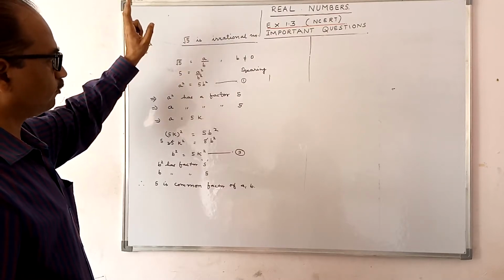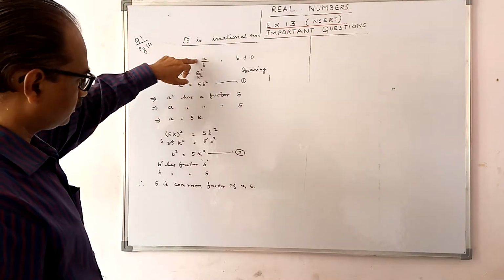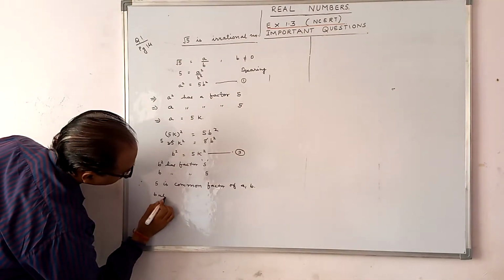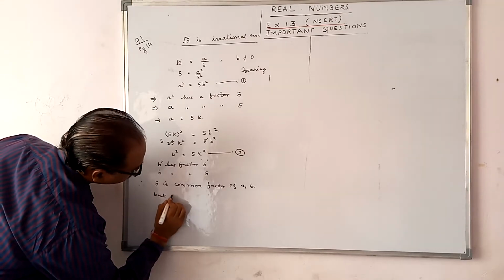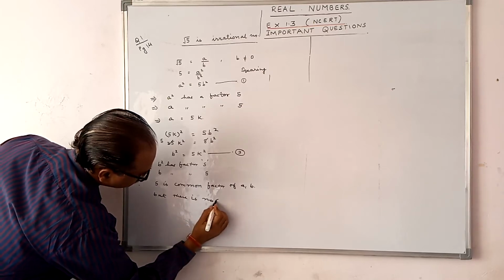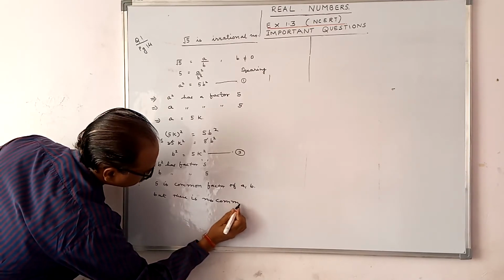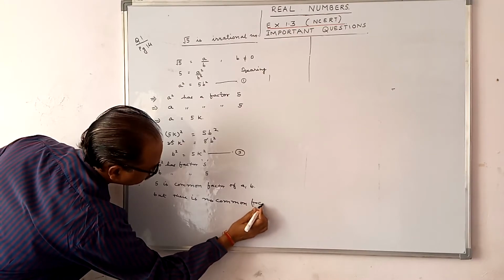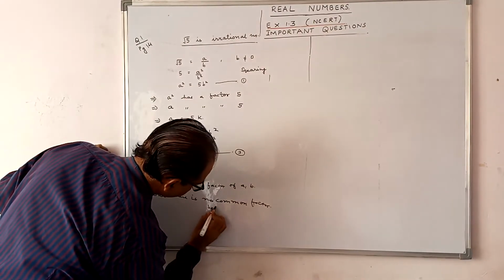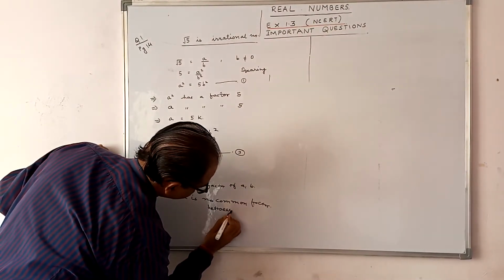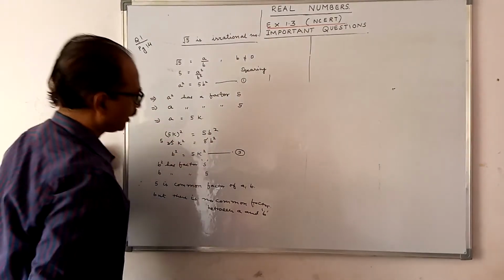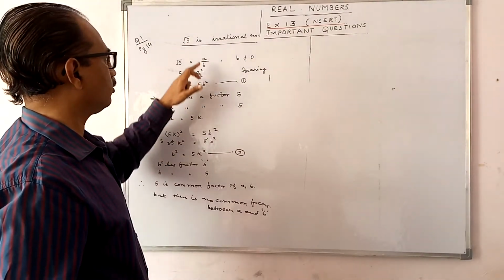It would have been cancelled before. That means there is no common factor between A and B. But there is a common factor, 5, between A and B. Hence we arrive at a contradiction.